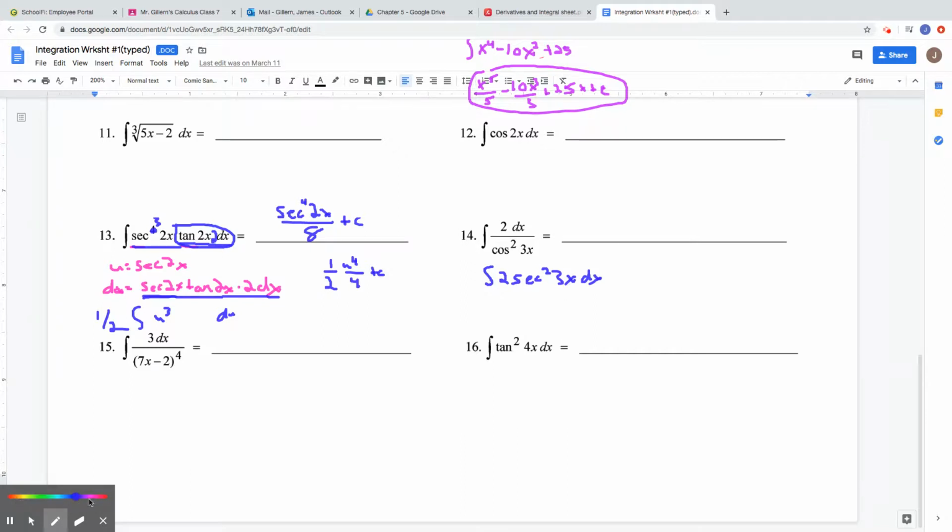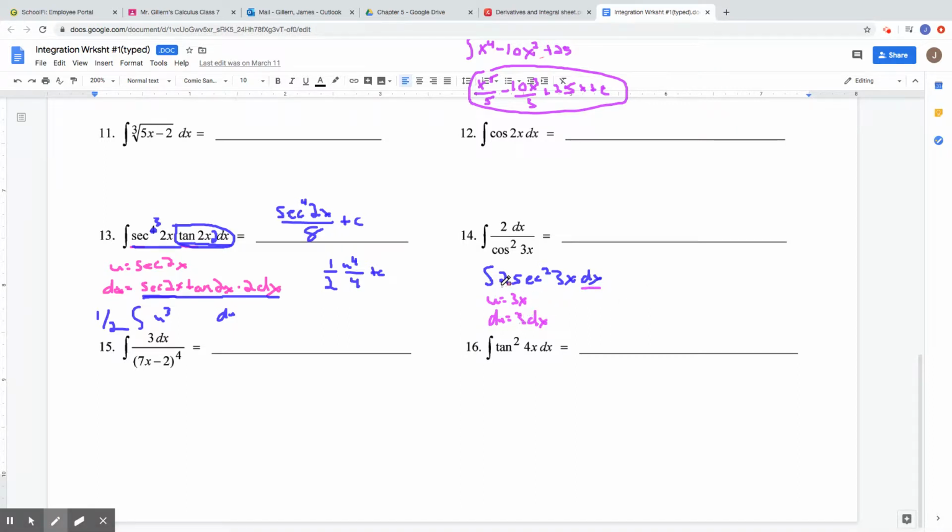All right. Now, I have one trig function. Whenever you have just one trig function, it's whatever comes immediately after the trig function. Okay, so it's going to be 3x in this case. All right, so du is going to be 3dx.